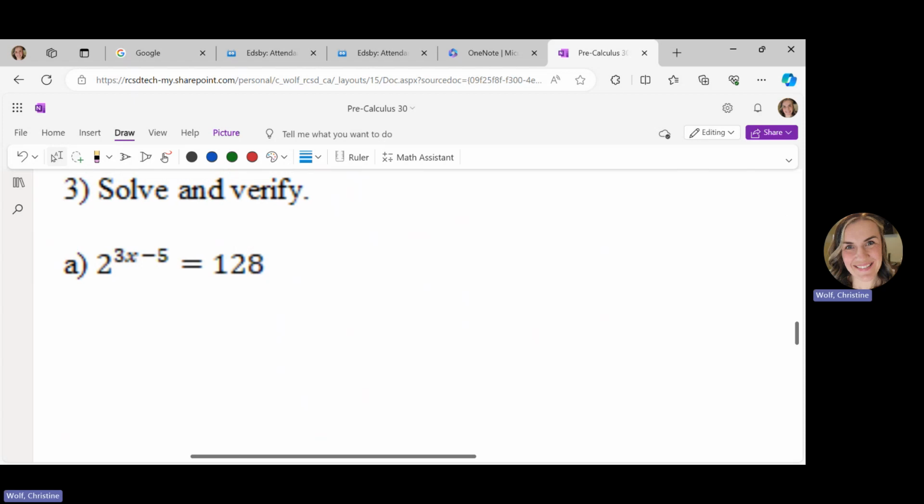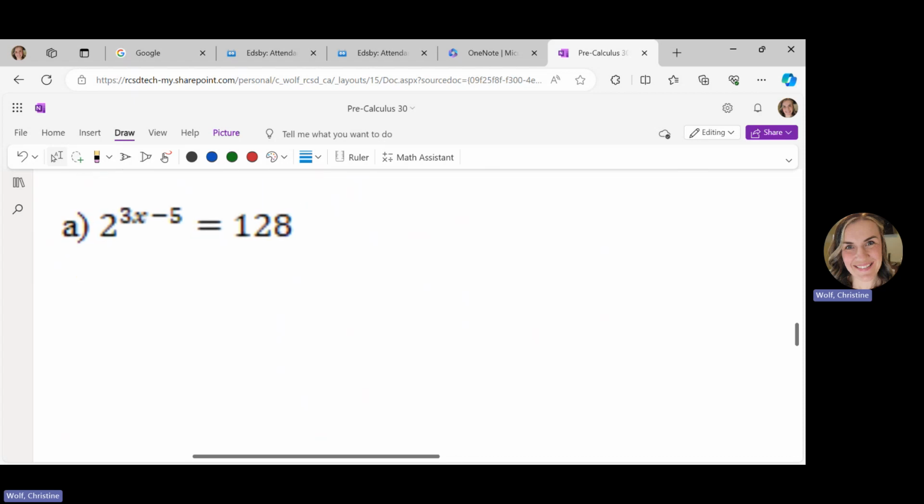So we only have 4 of these guys. Okay, we're going to solve it. So we're going to solve for x, and we are going to verify. In order to solve for x, when x is part of the exponent, that's the theme for today, you have to get your bases to be the same on the left and the right.